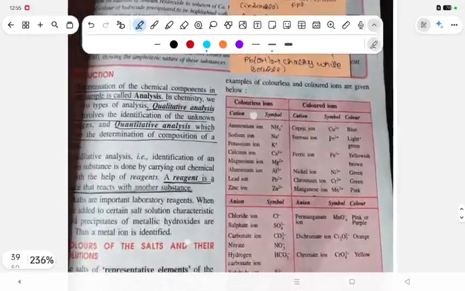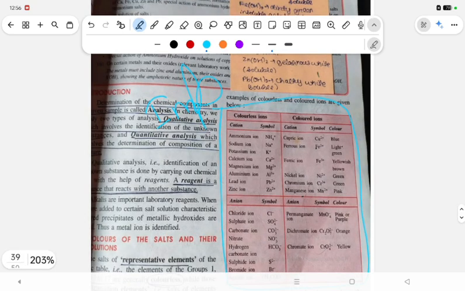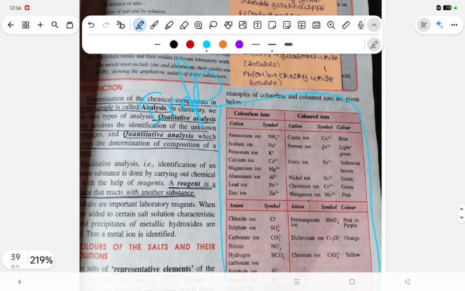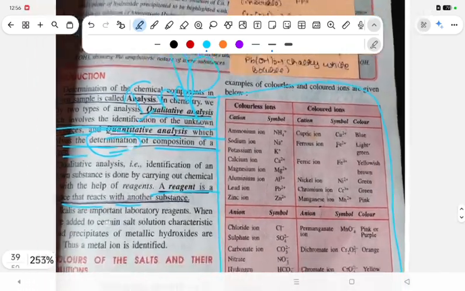So this is a very important table you have to remember. It is very important. Also the reagent is very important. Reagent definition: a reagent is a substance that reacts with another substance. Qualitative analysis involves the identification of an unknown substance. Quantitative analysis involves the determination of the composition of a substance or a mixture.